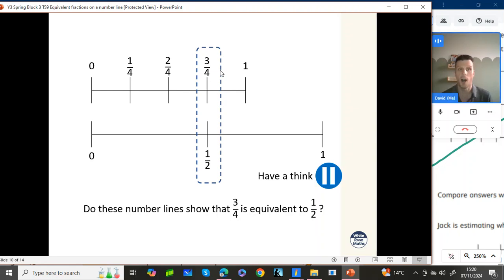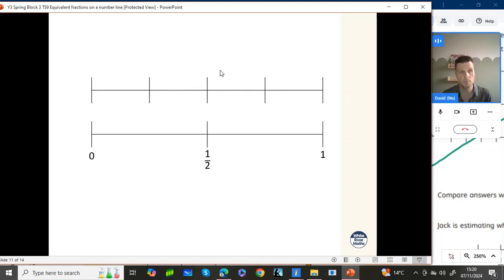Okay, so I hope you had time to think. The length of the number lines are different, okay? And we can't compare them because they're different. We can only compare number lines that are the same length and start and end with the same number, okay?